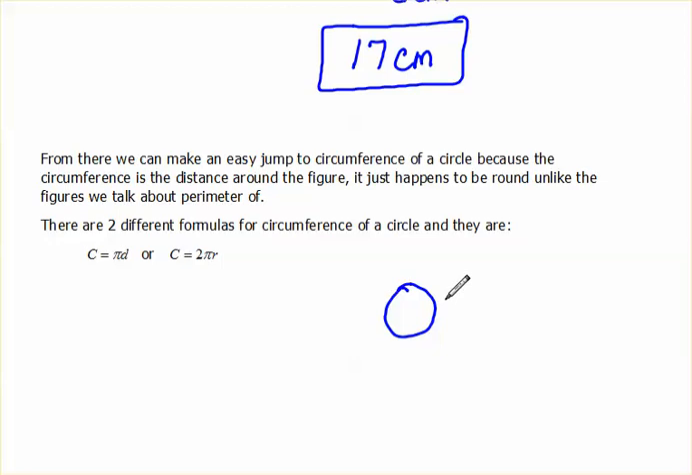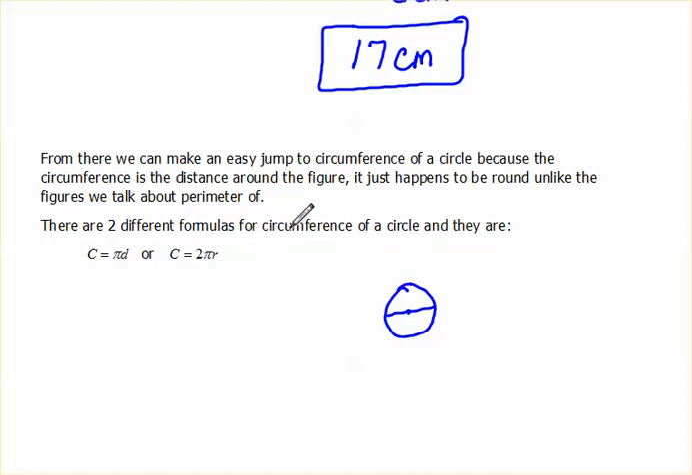So there are 2 different formulas for circumference of a circle, and they are circumference equals pi times the diameter, or circumference equals 2 pi times the radius. And hopefully you can see why these are, because think about if we have a radius and another radius, that makes the diameter. So a diameter is the same thing as 2 radii. So we can either use the formula using the diameter or 2 radii.